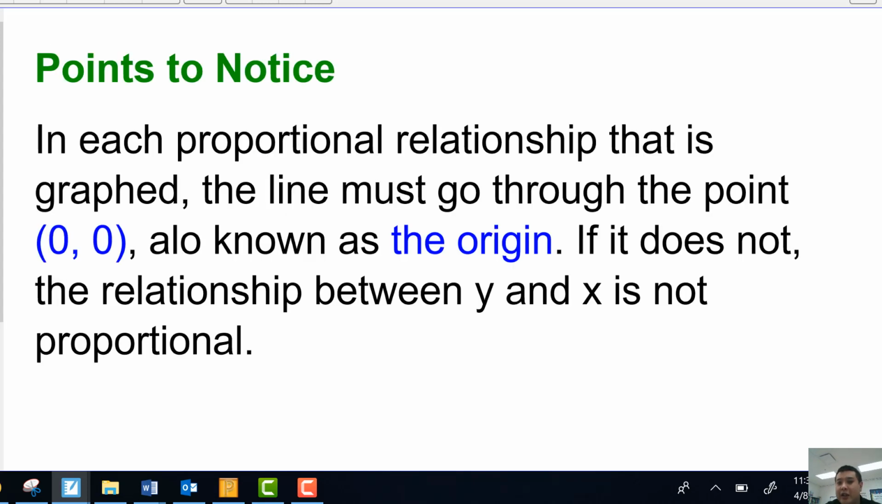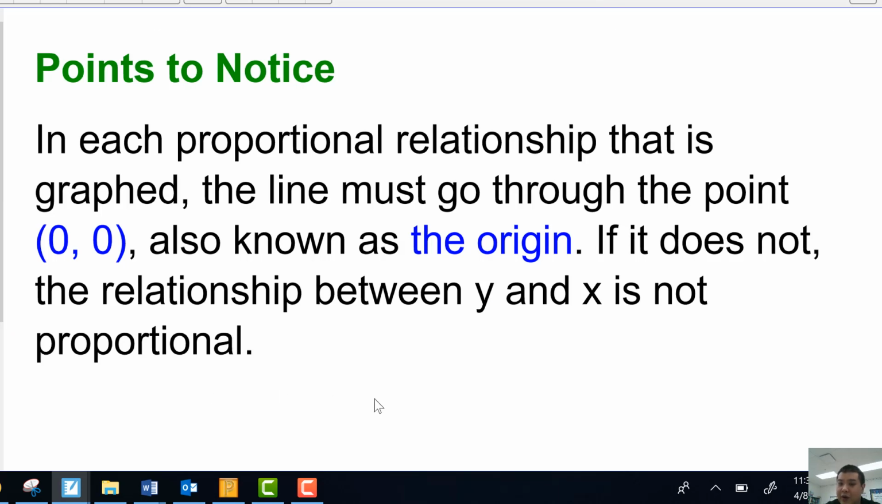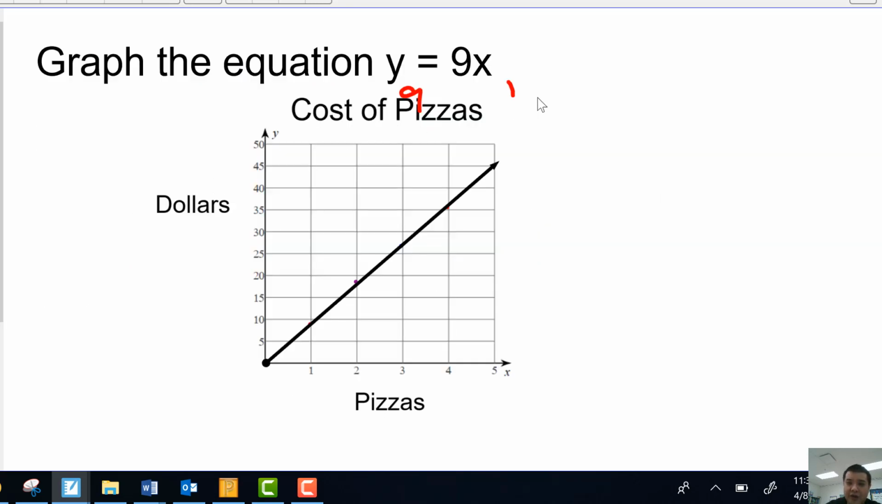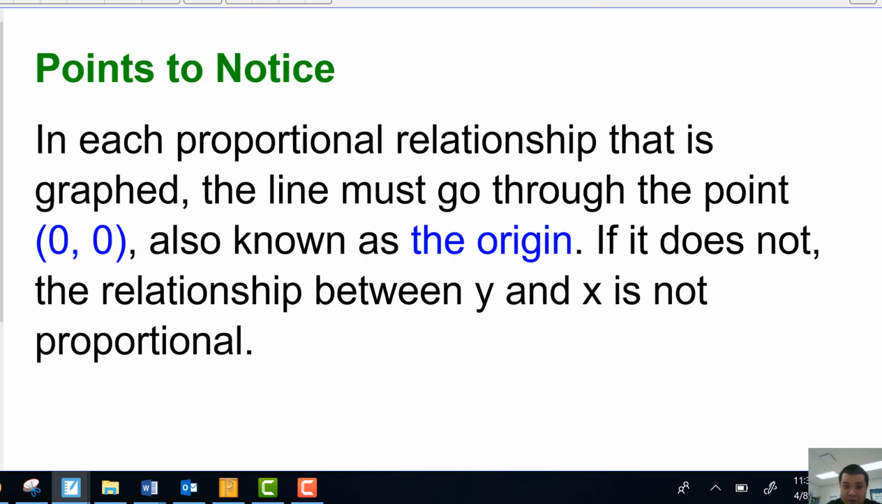Points to notice, again, in each proportional relationship that is graphed, the line must go through the point 0, 0, which is also known as the origin. If it does not, the relationship between y and x is not proportional. Okay? And this can be very easily seen by any equation of the form y equals kx. When x is 0, it doesn't matter what k is. Anything times 0 is going to be 0. Okay, so 0, 0 is always a point that's going to be part of the graph of a proportional relationship.